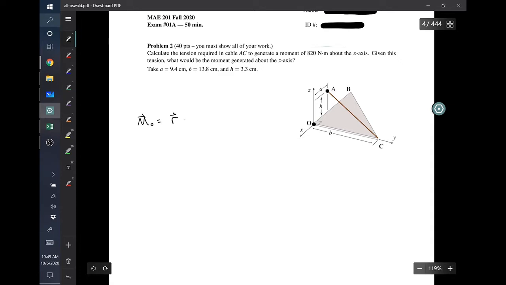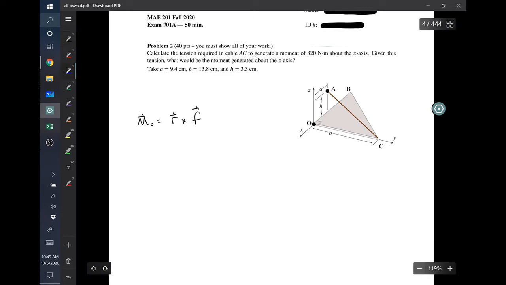So if we compute the moment about the origin, then that's going to be equal to a moment arm cross with our force, and the components of that moment are going to give us the moments about the x, y, and z axes, which will give us the information that we need to solve the problem. So all we have to do is define these different vectors and then evaluate the cross product. Let's start with the moment arm.